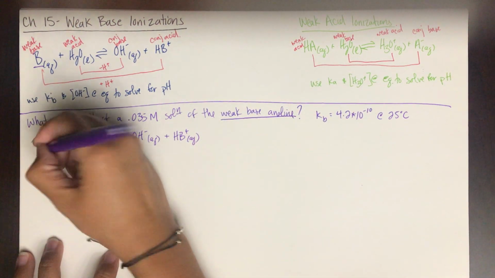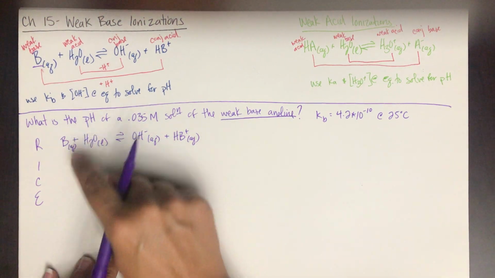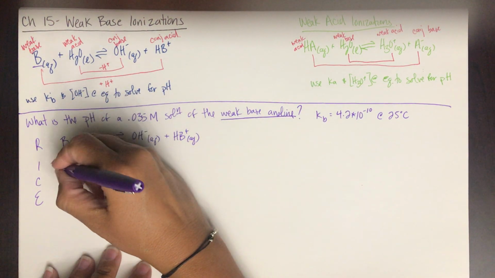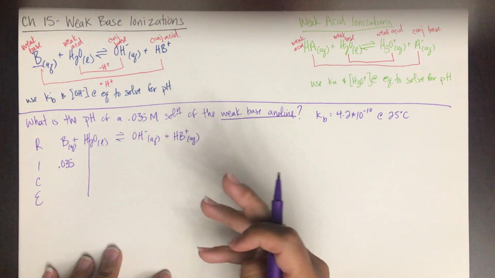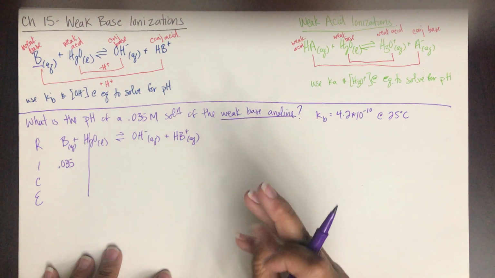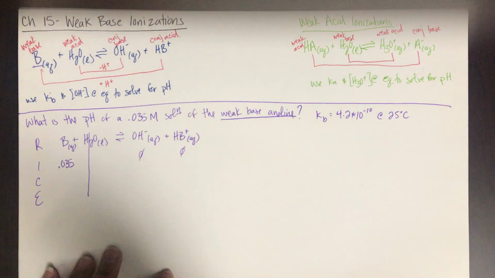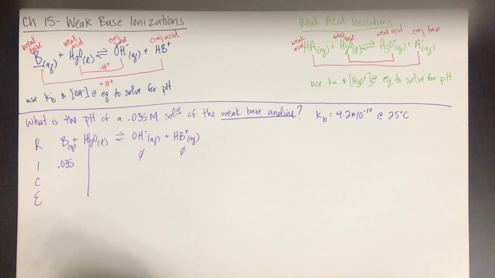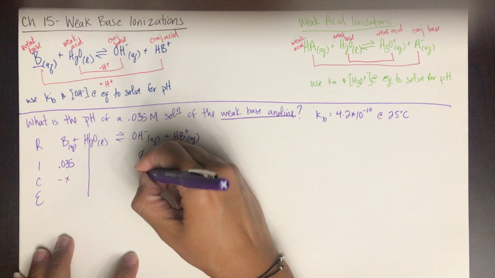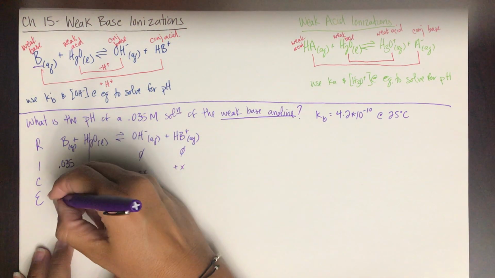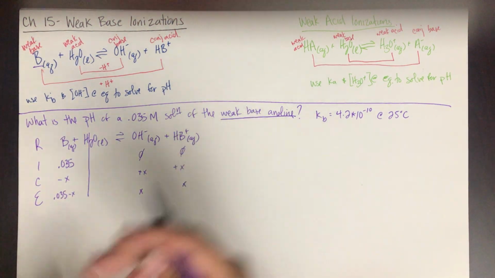So there's my reaction: initial, change, equilibrium. The initial concentration of the weak base aniline was given to us as 0.035. Again, water is not included here because it's a pure substance. We're not starting out with any hydroxide or any of the conjugate acid being produced. So this is minus X, plus X, plus X, and at equilibrium: 0.035 minus X, X, X.